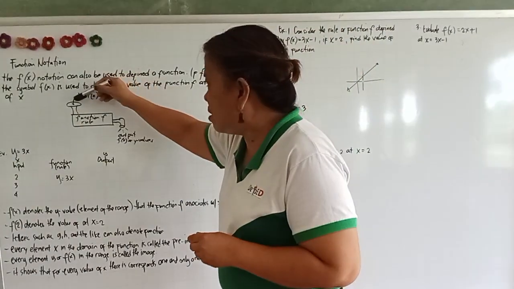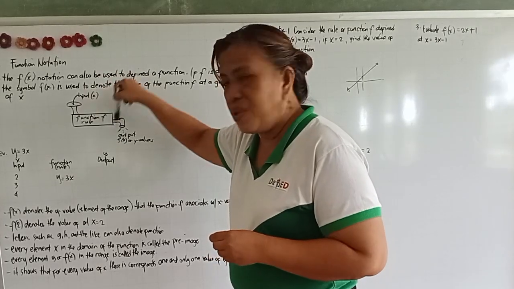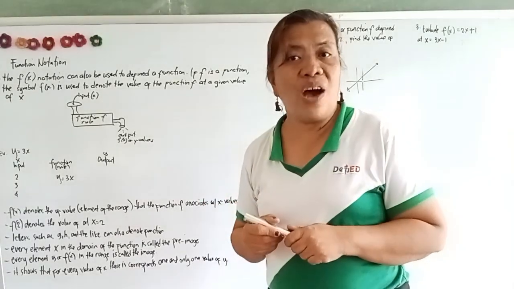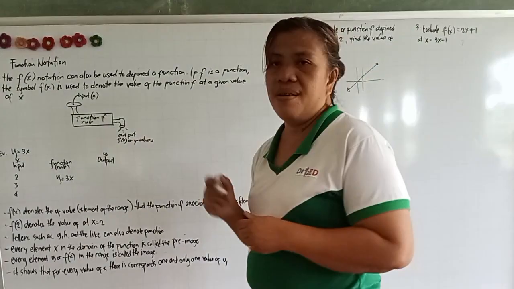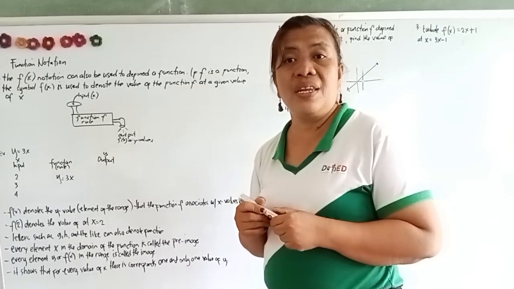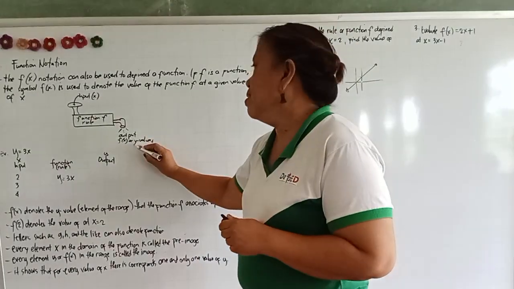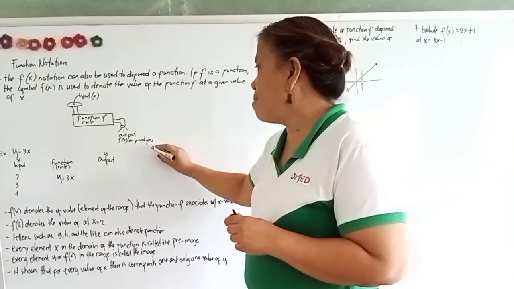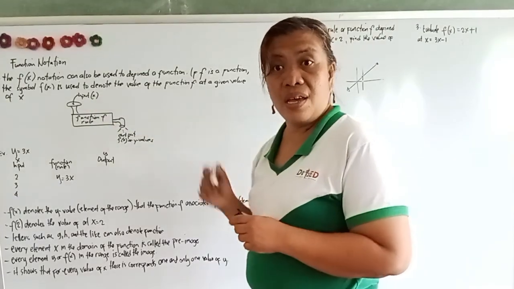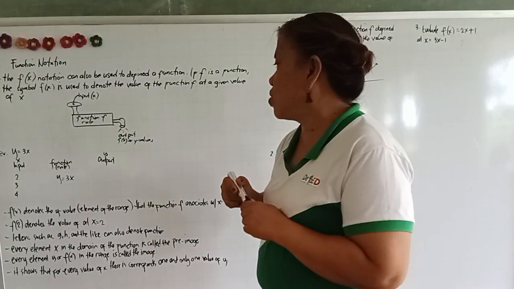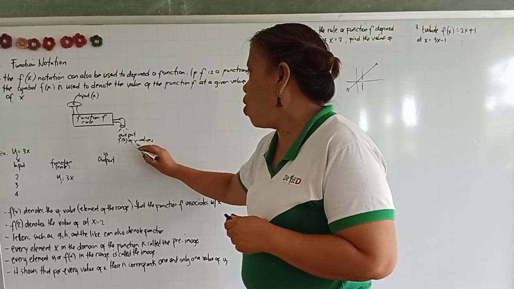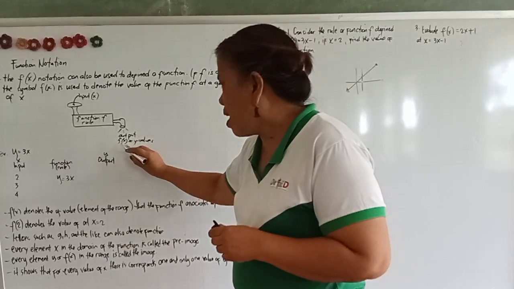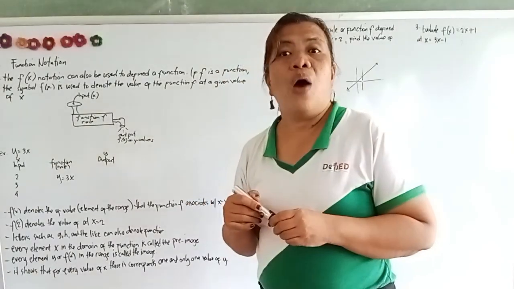When the input is placed in the function machine with the rule, it gets cooked. What comes out is the output, or the y values, which is the dependent variable. The y depends upon the value of x. The dependent variable is dependent on the independent variable. So the output is f of x, or the y value. This is the function of x. If you see f of x, it means y.